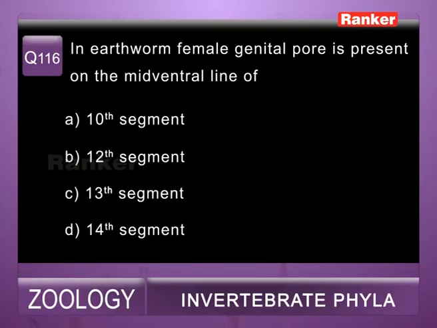Question number 116 here now. I shall read out the question for you. In earthworm, the female genital pore is present on the midventral line of A. 10 segment, B. 12 segment, C. 13 segment, D. 14 segment.